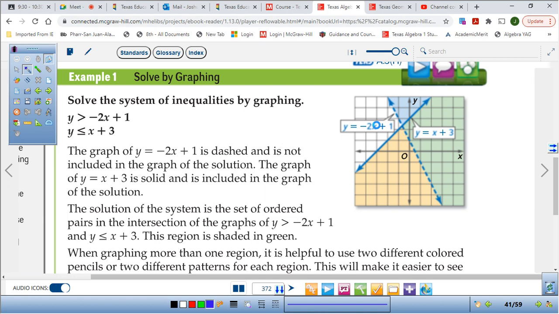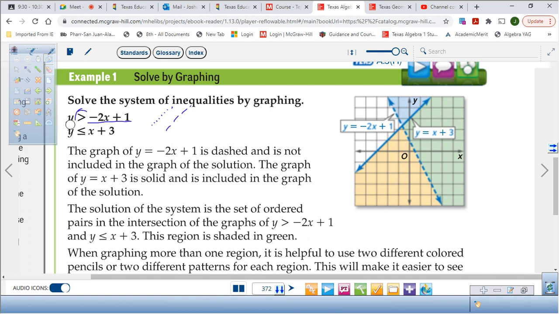Now look at this part real quick. This one right here. There's some rules. This one's not included, so you're going to have a dotted line, or a dashed line. You got it? So it's this one right here. You see dashed? That means it's not included. This one is included. You see this one right here? So it's a solid line. That means the boundary is included.